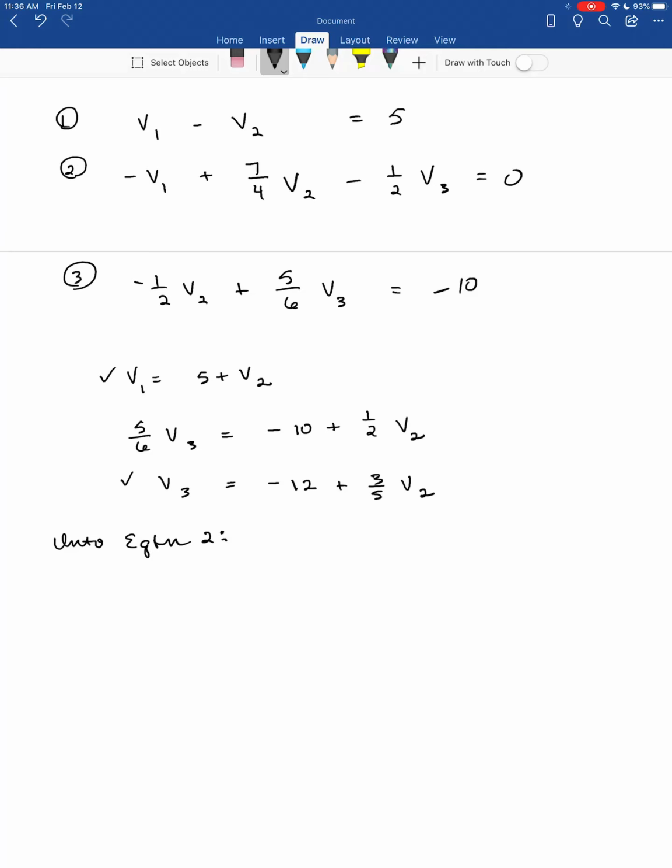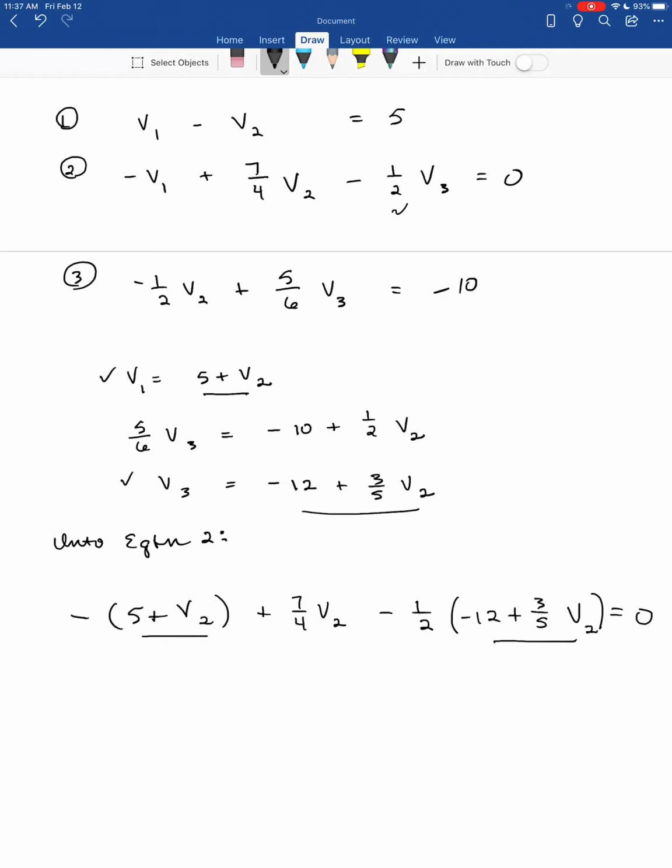So substituting into equation 2, first for V1, I have minus 5 plus V2 plus 7/4 V2, minus 1/2, and substituting for V3, minus 12 plus 3/5 V2. Okay, let's check that. This is V1. This should be V3 minus 1/2 and negative sign. Okay, we look good. So minus 5 minus V2 plus 7/4 V2 plus 6 minus 3/10 V2.